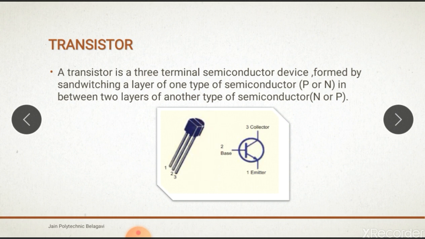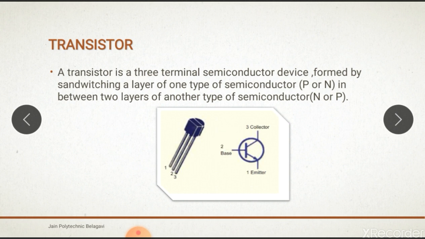We will know the function of emitter. The section which supplies the charge carriers is called emitter. Emitter is always forward biased with respect to base. Collector. The section on the other side that collects the charges is called collector. The collector is always reverse biased. Its function is to remove the charges from its junction with the base.